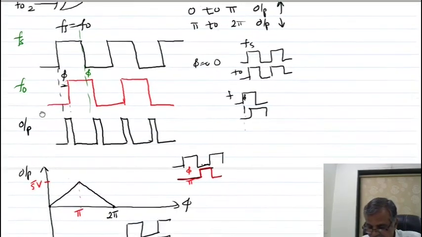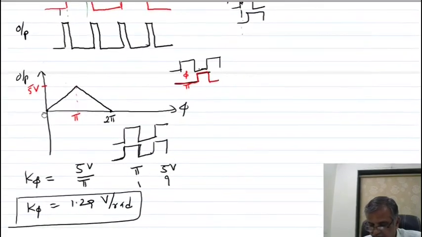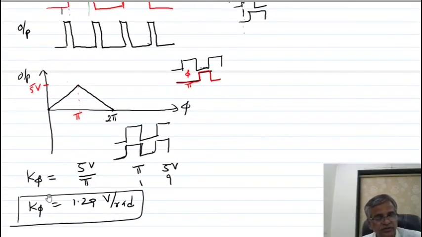And as phase phi increases, the output voltage increases. As the phase goes from 0 to pi, the voltage increases and becomes maximum. From pi to 2 pi, the voltage decreases and becomes 0. From the slope of this graph, you can find the conversion ratio. It is of the order of 1.29 volt per radian. Here is the end of the lecture.